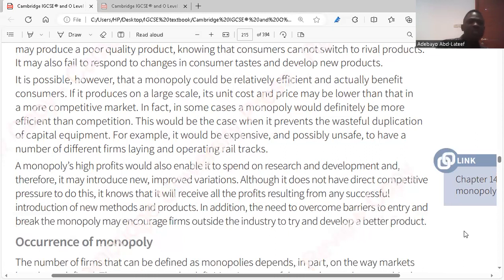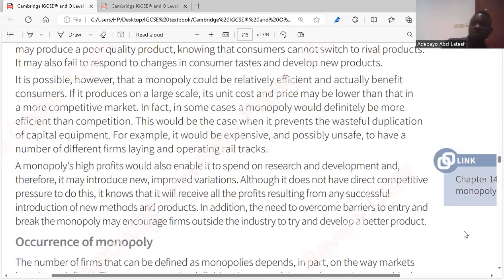The second one, it is possible, however, that a monopoly could be relatively efficient and actually benefit consumers. If it produces on a large scale, its unit cost and price may be lower than that in a more competitive market. In fact, in some cases, a monopoly would definitely be more efficient than competition. This would be the case when it prevents the wasteful duplication of capital equipment. For example, it would be expensive and possibly unsafe to have a number of different firms laying and operating rail tracks.